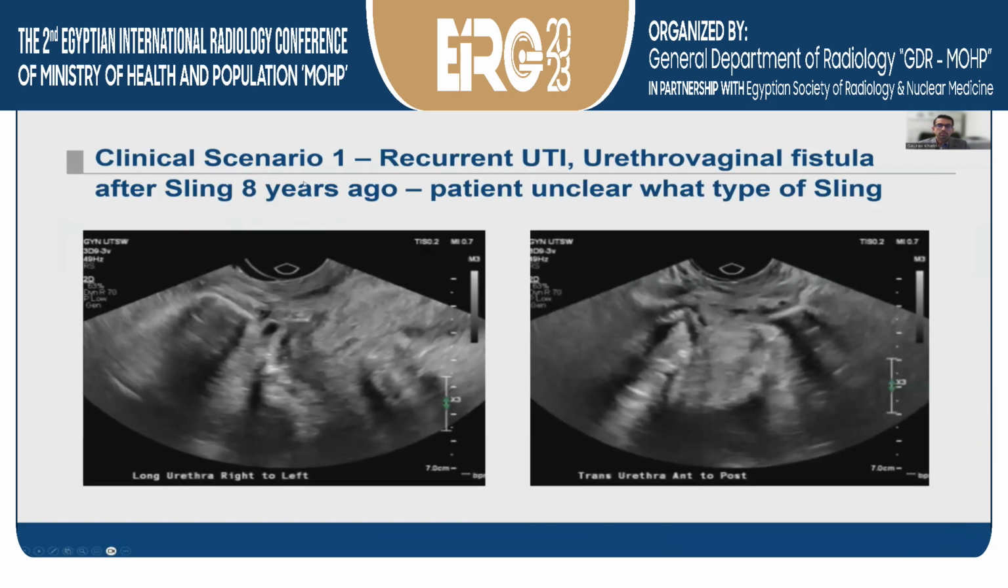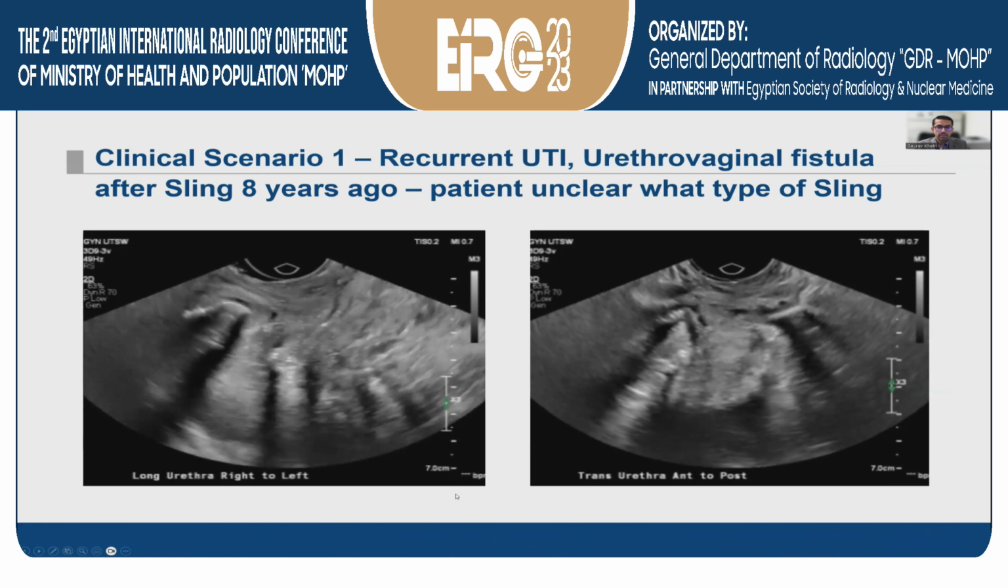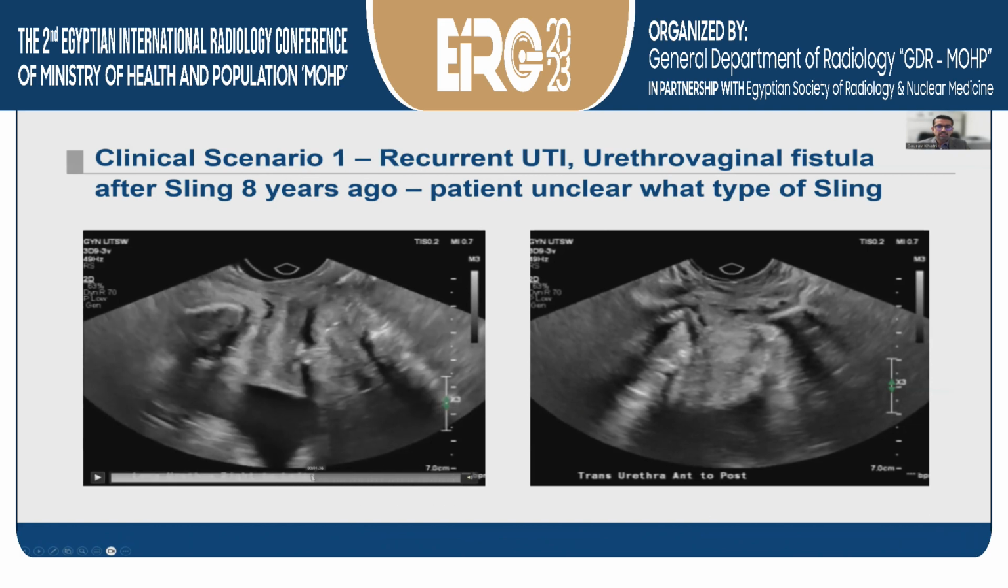So here's clinical scenario 1. This patient presented with recurrent UTI and suspected urethrovaginal fistula 8 years after placement of a sling. She wasn't sure what type of sling she had placed, if it was a synthetic sling or a biologic sling. This is a sagittal cine image, and I'll take you back through it here. What it shows is that this sling, this echogenic structure, is right in the middle of this hypoechoic tubular structure, which is the urethra. This is the bladder in the far field, but this sling is right in the middle of the urethra.